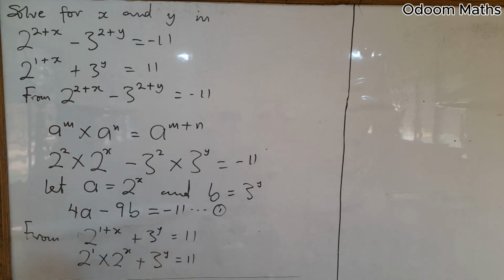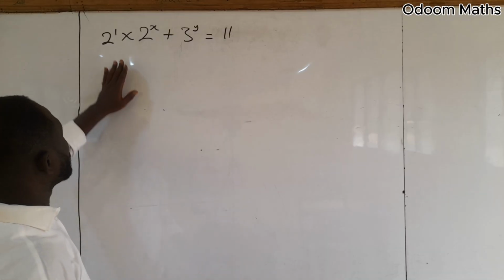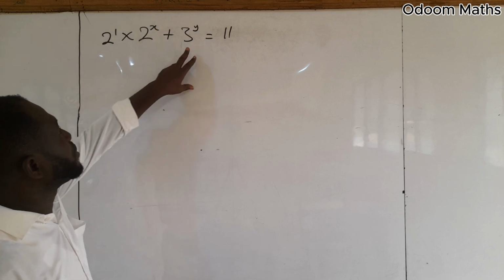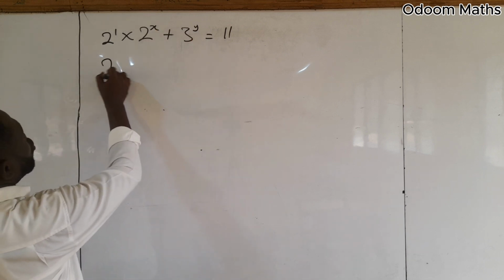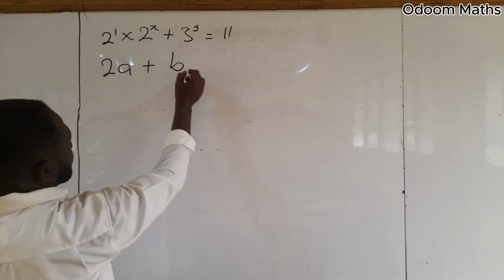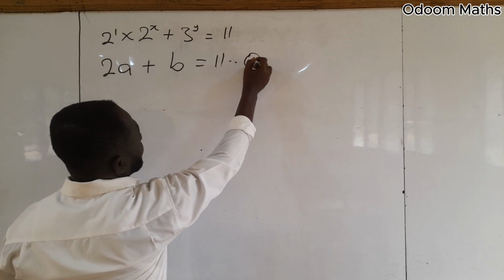And we said 2 to the power x should be represented by a. So we said earlier that where we see 2 to the power x, we should put a there, and where we see 3 to the power y, we should put b there. So this is going to be 2 times a, so 2a plus b, because we said this should be represented by b, is equal to 11. Now this is our equation 2.